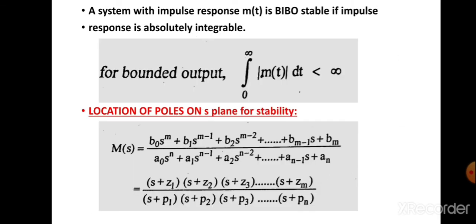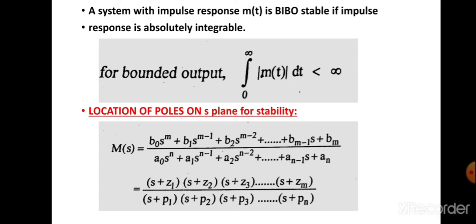A relaxed system is said to be BIBO stable, that is, bounded input to bounded output stable, if the magnitude of the impulse response is absolutely integrable. That means the integral of the magnitude of the impulse response is less than infinity, that is, it has a finite value. So for a bounded input to produce a bounded output, the condition is that the integral from 0 to infinity of modulus of m of t dt is less than infinity. This is the condition for BIBO stability.